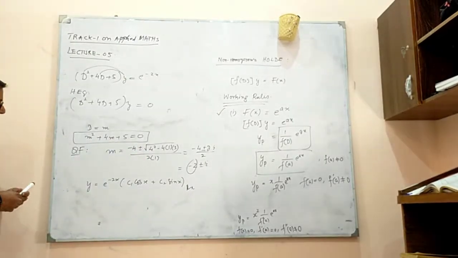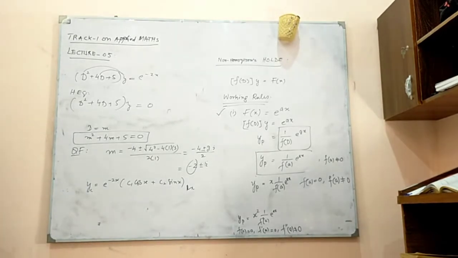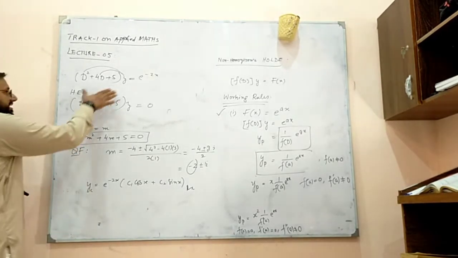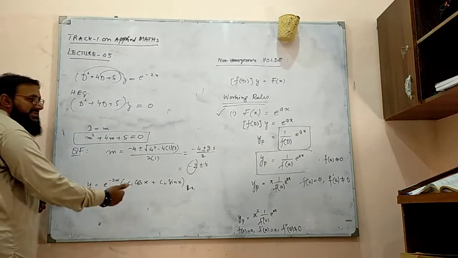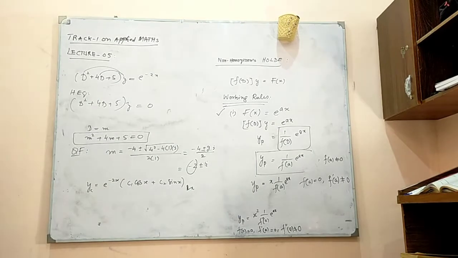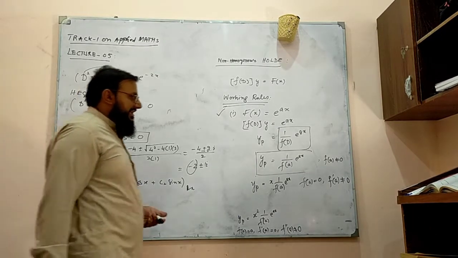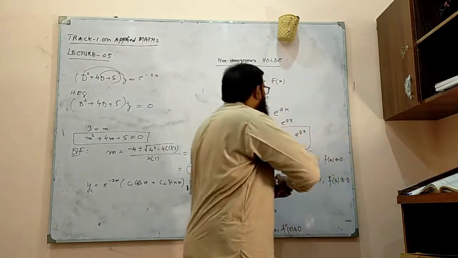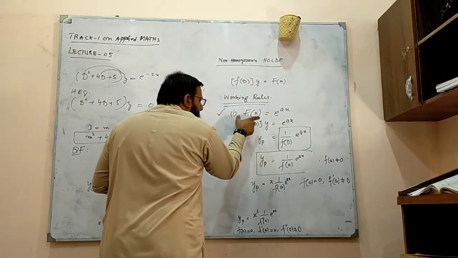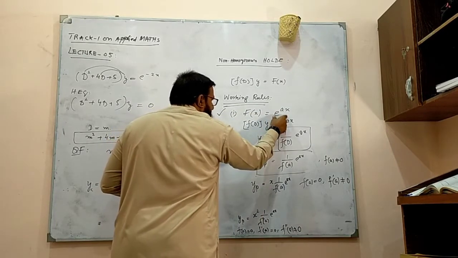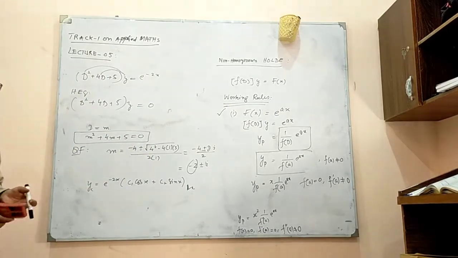And we call this yc. For this, we also need yp, and the sum of yc and yp is what we call the general solution. Let us find yp in this case. Since you can see that the right hand side is f of x, and rule 1 says that this f of x is exponential, and we have the same exponential here.